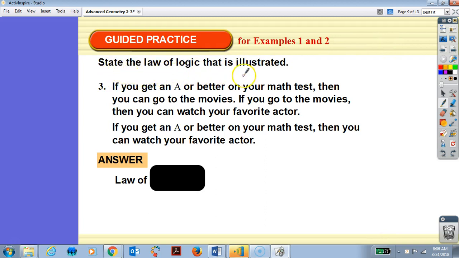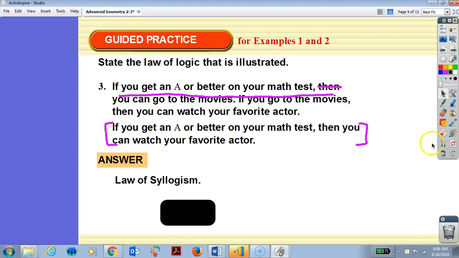State the law of logic that is illustrated. If you get an A or better on your math test, then you can go to the movies. If you go to the movies, then you can watch your favorite actor. If you get an A or better on your math test, then you can watch your favorite actor. So which law of logic is this displaying? This is the law of syllogism. You got rid of the middleman. If you go to the movies, that part cancels out, and you're left with your original if and then. Good job.